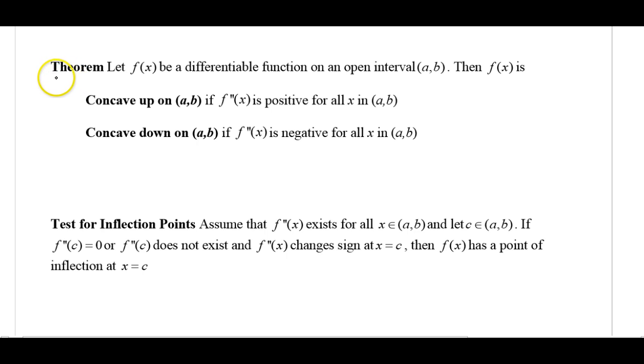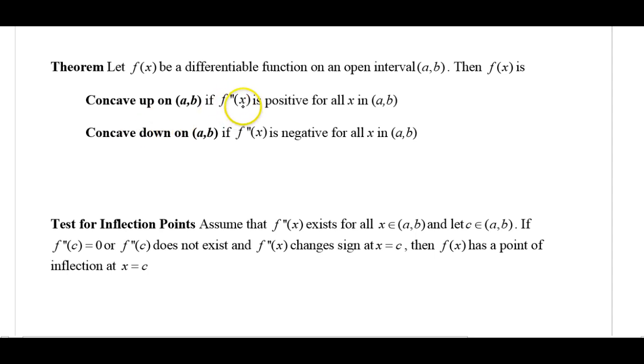All right, let's move on to an important theorem regarding concavity. So let f of x be a differentiable function on an open interval from a to b. Then the original function f of x is concave up on the interval from a to b if the second derivative is positive for all x in a to b. And the original function is concave down on a to b if the second derivative is negative for all x in a to b. So this theorem is important because it relates concavity to the second derivative function.